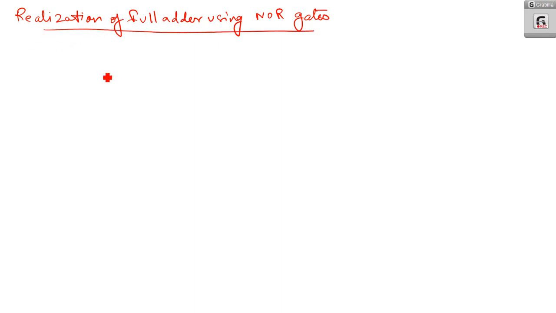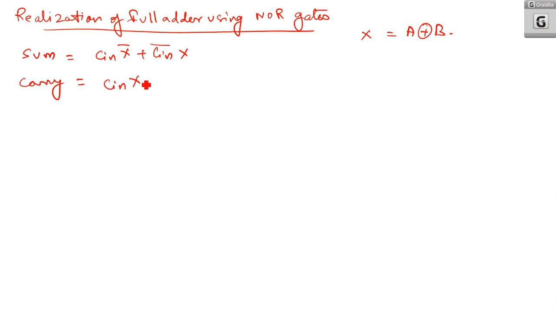So here, what is the expression for sum? Sum is basically C in H bar or C in bar H, where H is equal to A XOR B. That is already dealt in lecture number 47. And carry I can write as C in H or AB. So these two are the basic expressions which we are going to play upon.